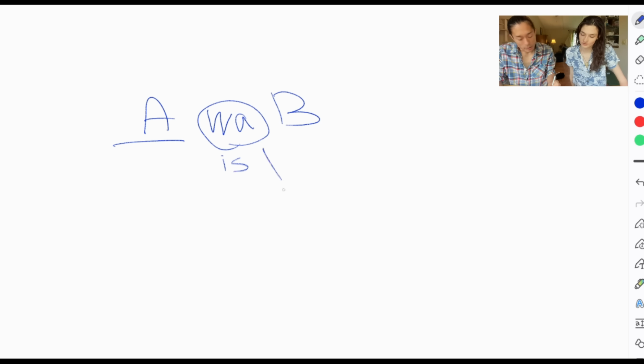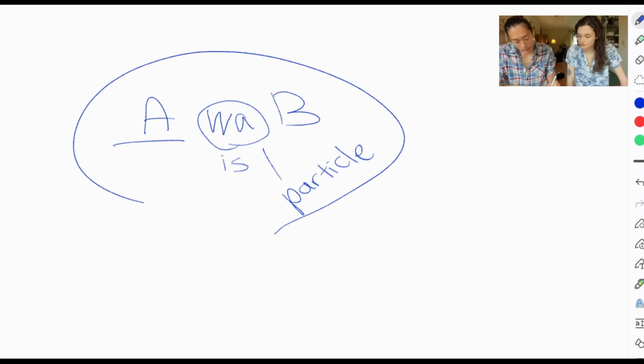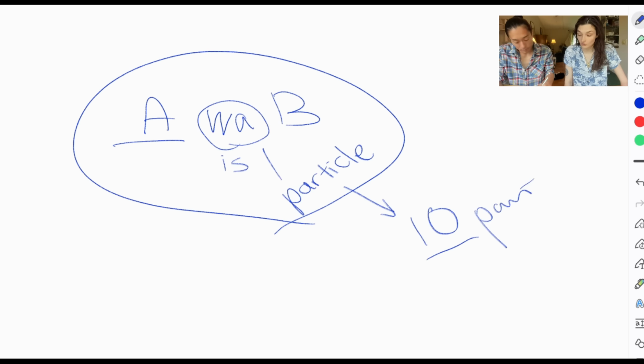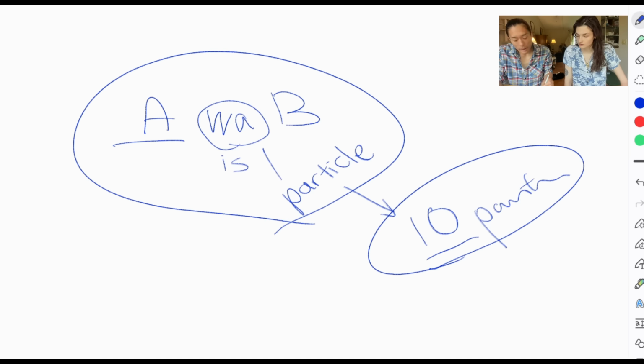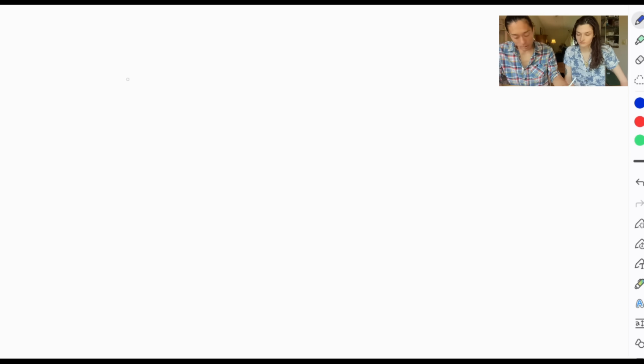So this wa is a particle. And we do have about 10 particles. By knowing the function of each of these 10 particles, you get to really make sentences. Wa, even though we write it as ha, we pronounce it as wa, right?